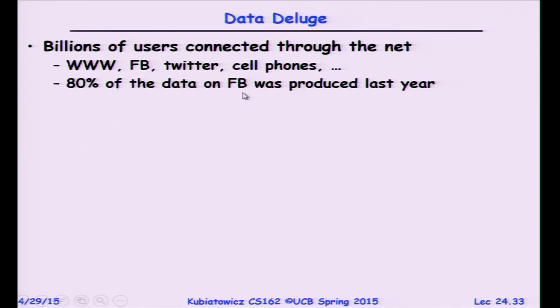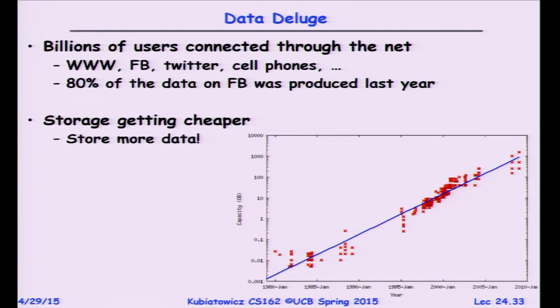80% of the data produced on Facebook was produced last year. What's interesting about this is the data is growing kind of exponentially. And fortunately, of course, storage is getting cheaper. We talked about this earlier, the new Seagate drives that are 10 terabytes in a little 3.5-inch package. So it's not like we can't store the data.